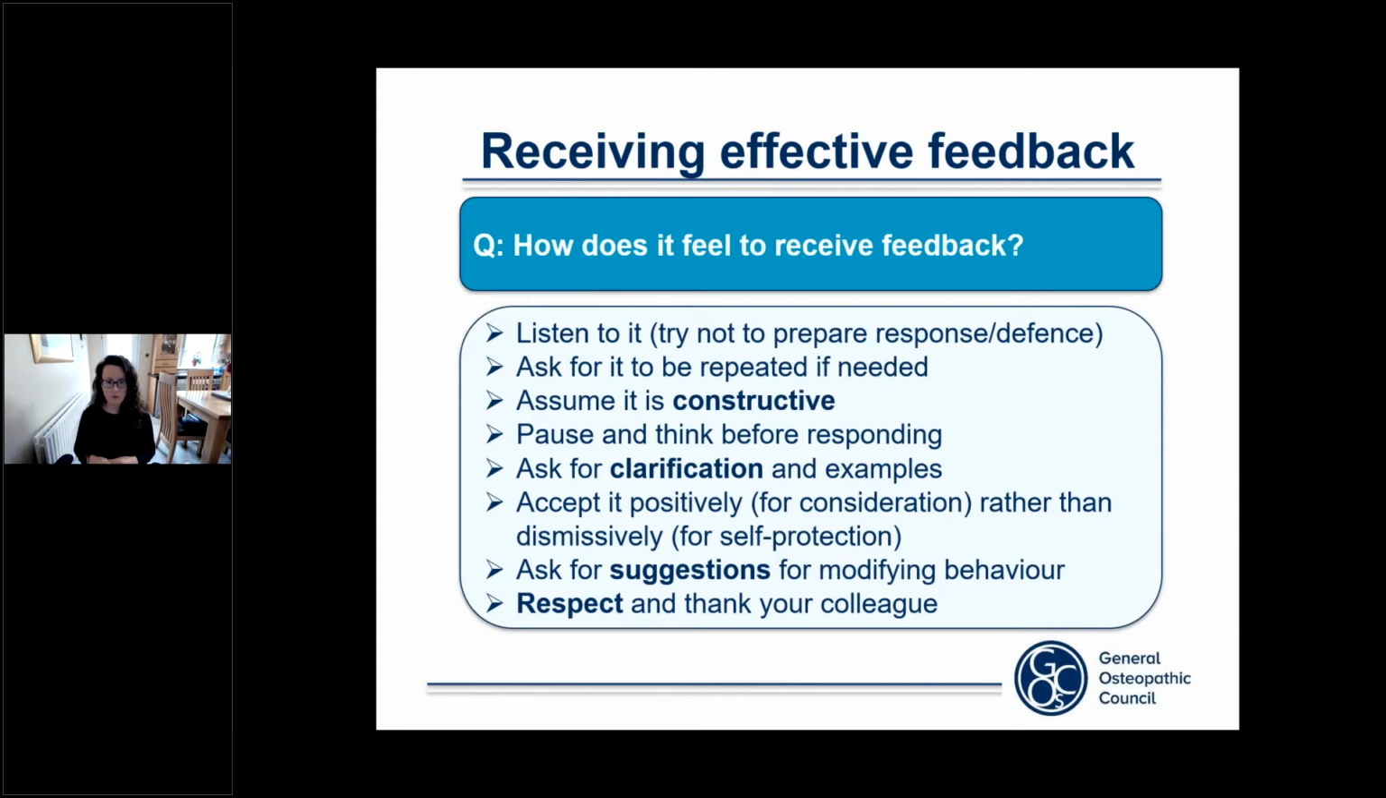Always try and pause and think before responding. Ask for examples. Examples often make feedback much more effective. And try to accept it positively for consideration rather than dismissing it because of trying to protect yourself. Ask for suggestions for modifying behaviour, and respect and thank your colleagues. So I am respectful of your opinion, and I am thankful that you're choosing to participate in the polls and also hopefully participate in the survey afterwards.